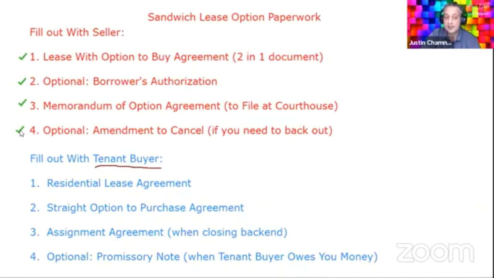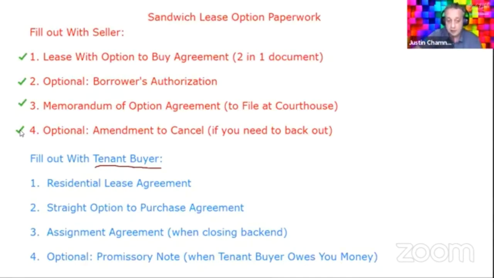All right, let's talk about the tenant buyer paperwork. All of what we've talked about so far, you can lump into the very beginning of the deal, when you're calling the lead and getting the homeowner under contract. All that's right up front, okay? Now, with the tenant buyer, we're going to be talking about collecting monthly money, and about getting that back-end money, the equity in the deal.